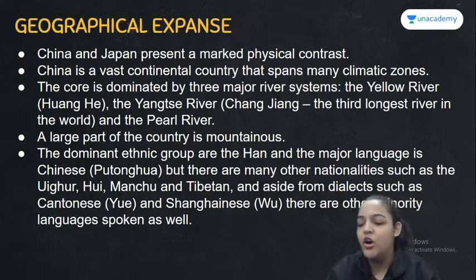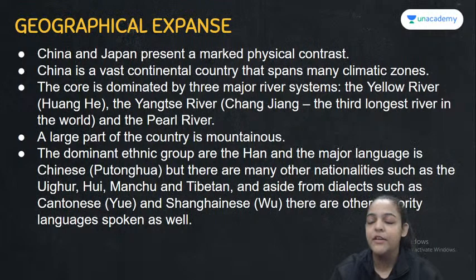So if we had to talk about the geographical expanse of China and Japan, let's first talk about the physical makeup of China and Japan. So they are physically in contrast with each other. What do you mean by that? They are physically in contrast, meaning they are very different from each other as far as their physical makeup is concerned.